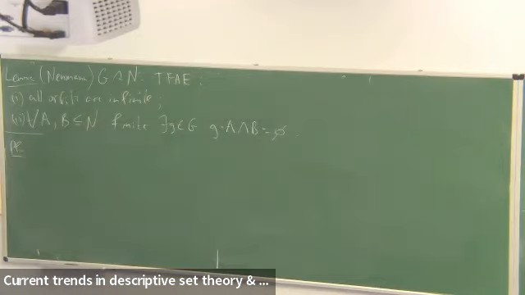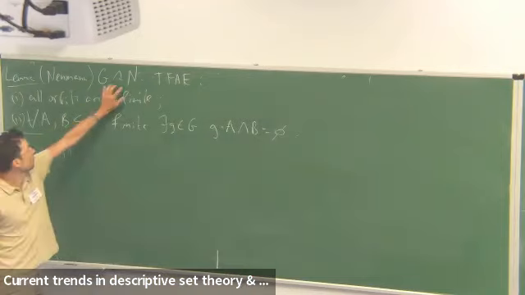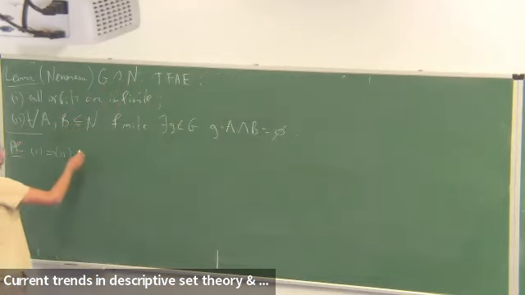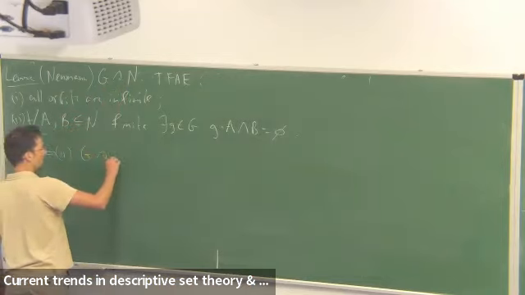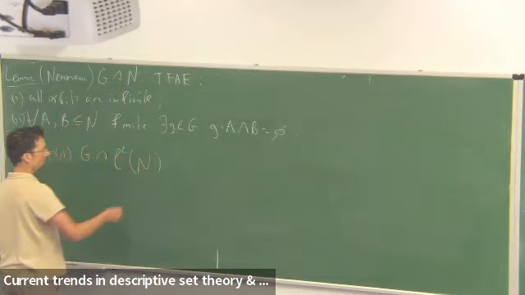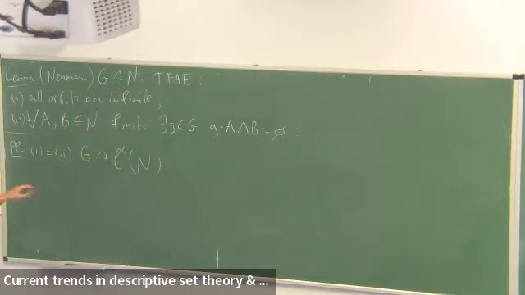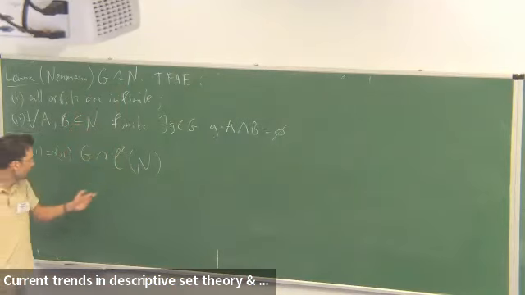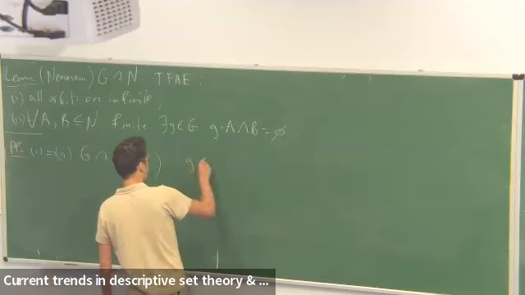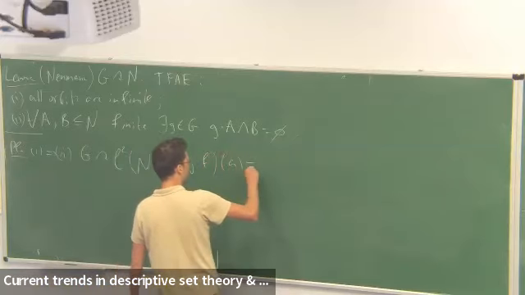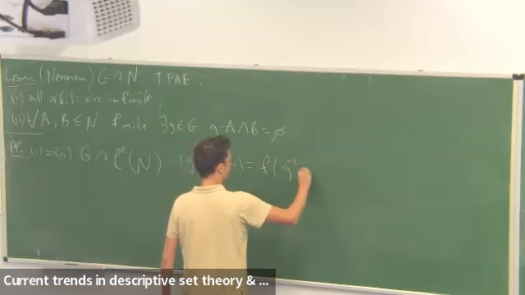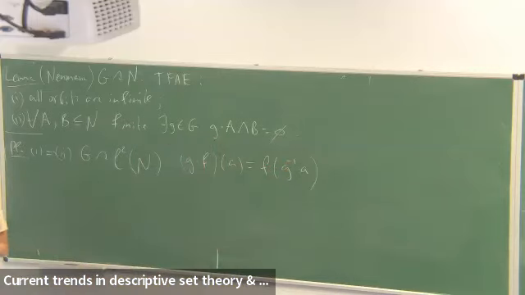Okay, so how do you prove this? Let's see, 1 implies 2. Every time you have a permutation action like this, you also get an action on Hilbert space, right? You just look at the square summable functions on N, and the action is just by shift. You take a function and then shift it. This is an action by unitary transformations.